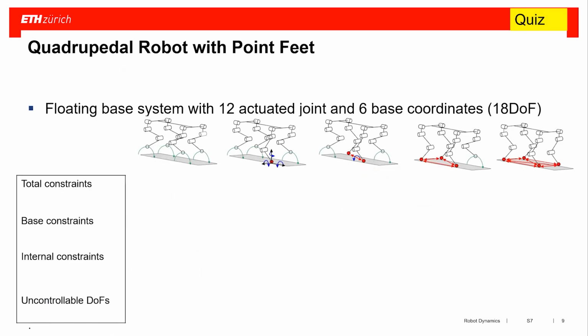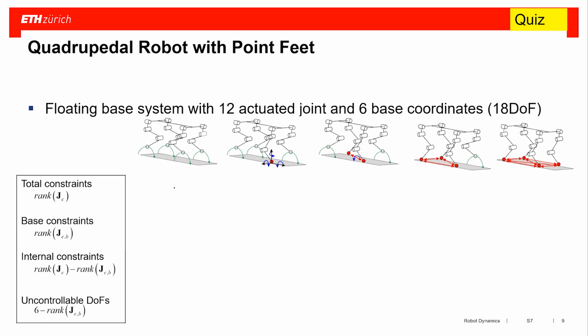We then looked at more complex systems, and particularly here the quadruped, and I asked you to identify the total constraints that we have here: the base constraints, internal constraints, and the uncontrollable degrees of freedom. So we go through this together here. We have the first example where this legged system is in air. So there is no JC, no point is in contact with the environment.